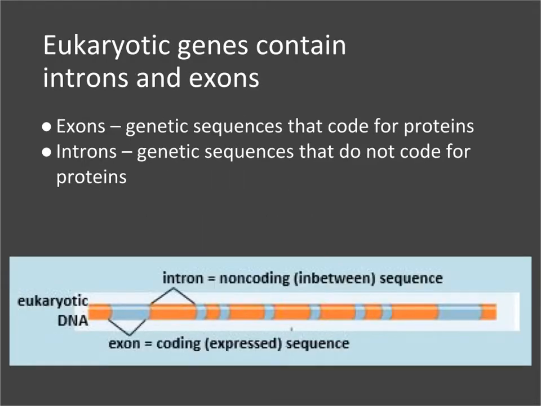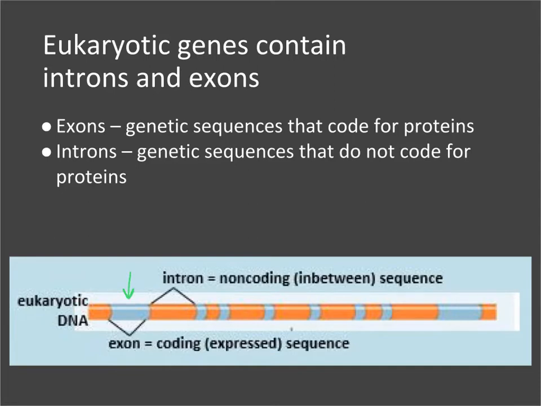Eukaryotic genes contain segments of DNA that are needed to make the protein, but there are also some areas of DNA that are not needed to make the protein. And in fact, they kind of get in the way when trying to make a protein. So exons are just these areas of genetic sequences or DNA that we need in order to code for the protein. So on the picture down here, we're looking at these blue segments here.